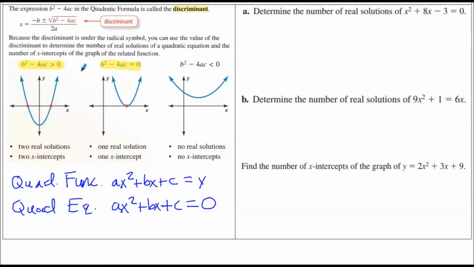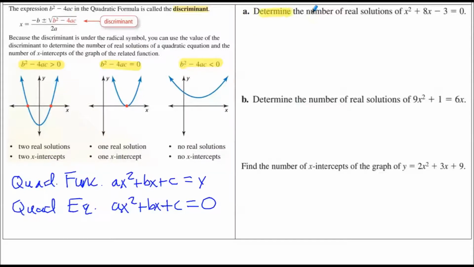It's also possible that when you evaluate b squared minus 4ac, you get a negative number. If it's negative, you can't take the square root and get a real solution. So there are no real solutions, and therefore no x-intercepts. So the discriminant can tell us what our graph is going to look like. Is the parabola going to have two x-intercepts, just one, or none? Now let's take a look at an example.